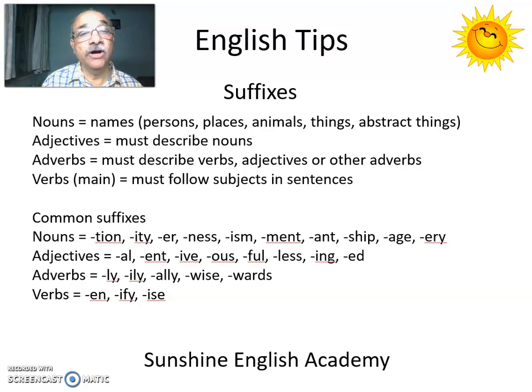Common suffixes for adverbs are ly, ily, ally, wise, wards. An example for wise would be rank wise. For wards, it would be eastwards. They traveled eastwards. Common suffixes for verbs are en, ify, ize. For example, frighten. He frightens me. Here, frighten is a verb.